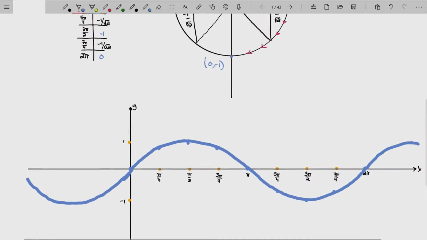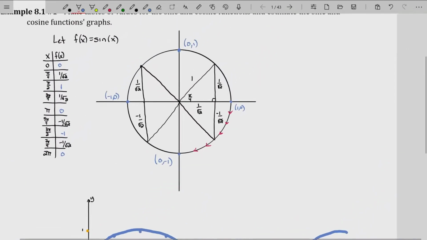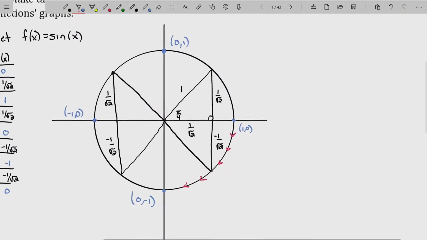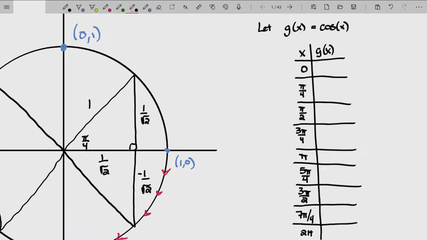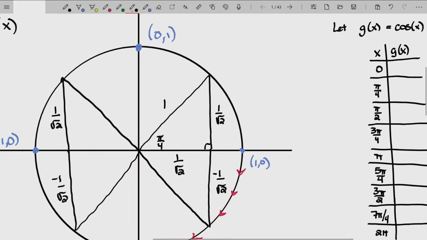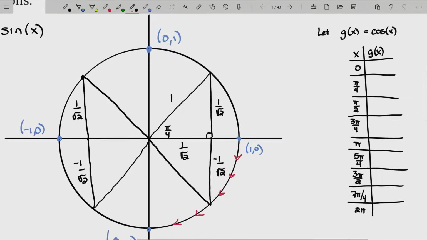Now let's go ahead and do the same thing, but for the cosine. I'll do it on this side over here. So we're going to let g of x equal cosine. So I've pre-done the table using the same inputs actually, because they're nice to use. And remember, the cosine is going to give me the x values in this graph. So I'm going to look at the unit circle and look for its x values.